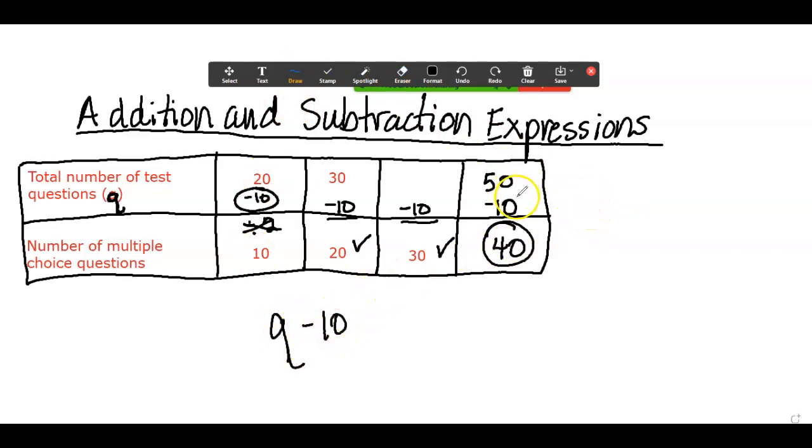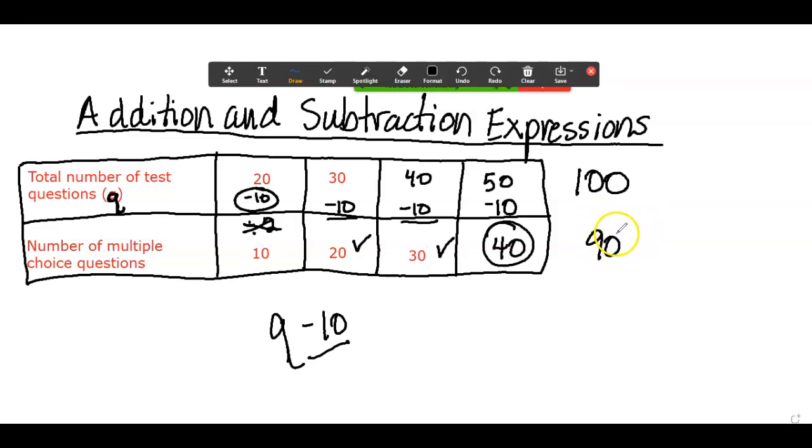Okay, if I then have another question that says, tell me what your answer would be if the total number of test questions is 100. Okay, I don't want to sit here and do 20, 30, 40, 50, 60, 70, 80, 90, 100 and do that pattern all the way up to 100 because that's too much work. But if I know my rule, can I take 10 away from 100? Yeah, pretty quickly, right? So my answer here would be 90.